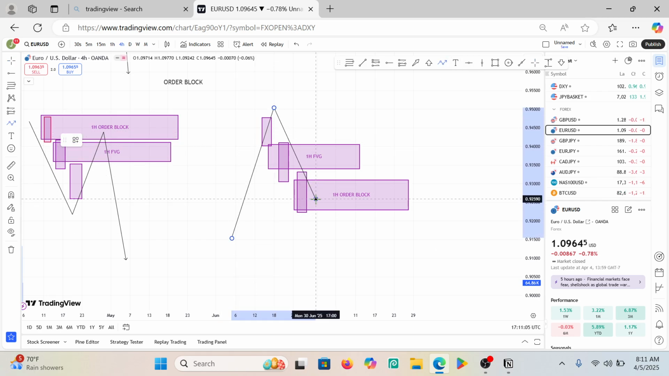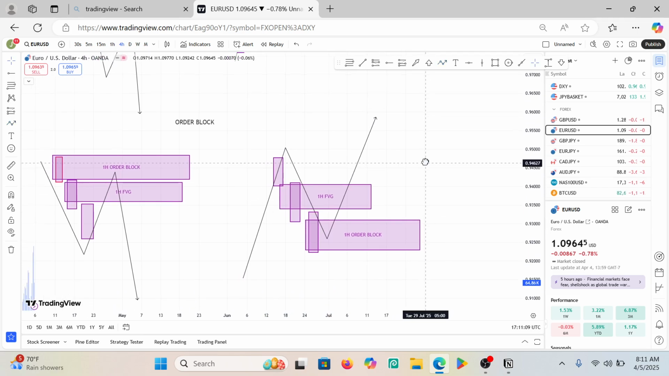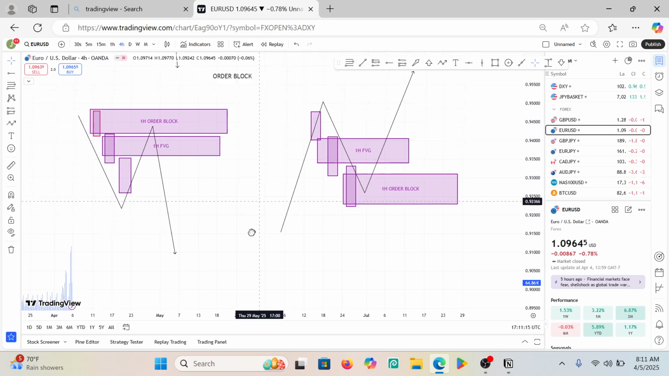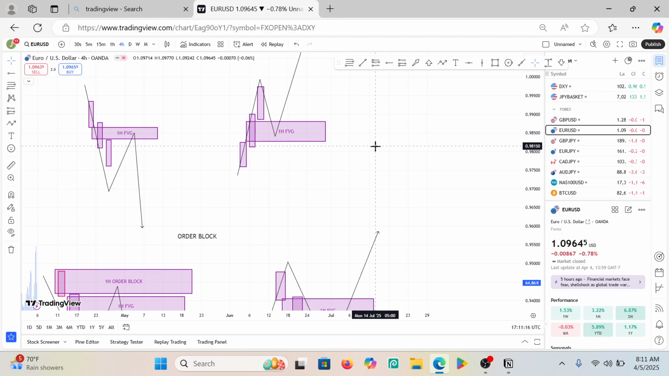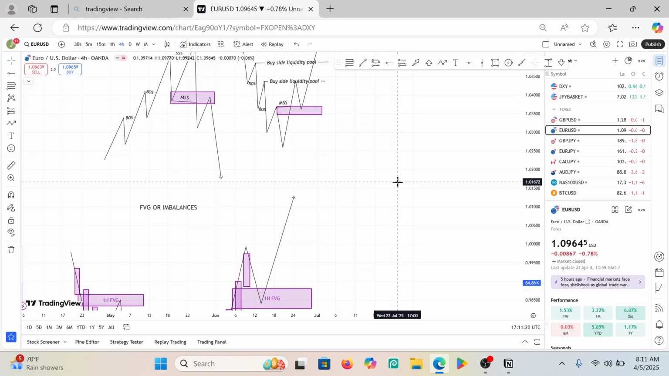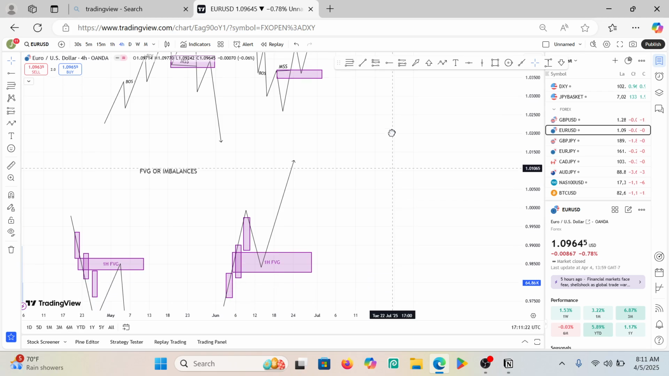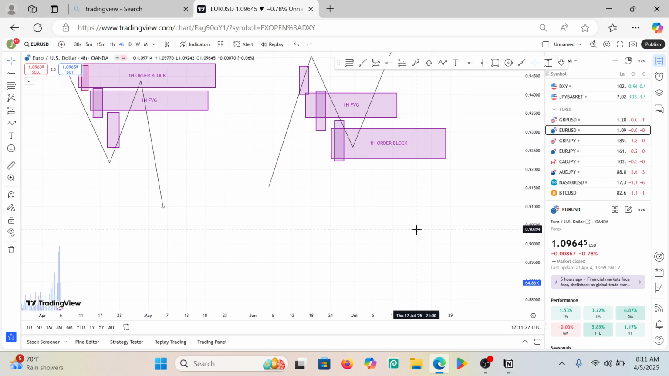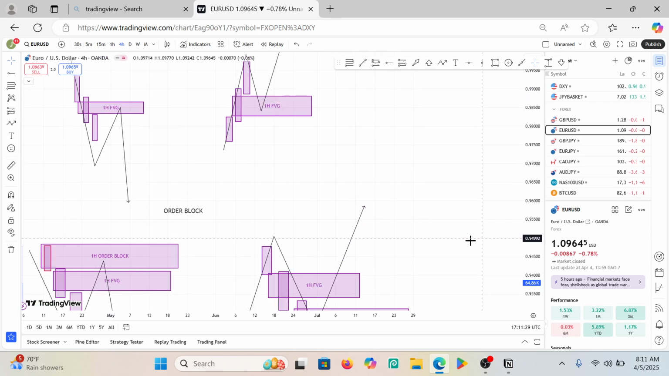The market will come into this order block and buy. This is a bullish order block and this is a bearish order block. That's how you identify order blocks in the market. In my next video I'll show you how to identify it on the real chart. This is just a graphical representation of the institutional reference points.